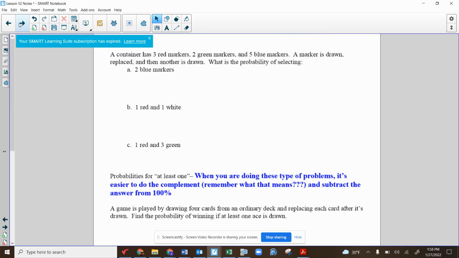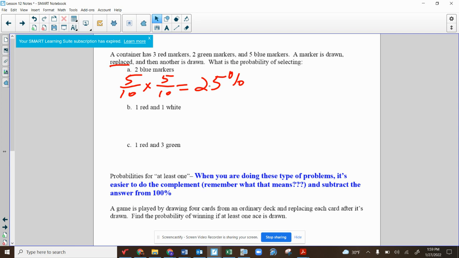All right, next. A container has 3 red markers, 2 green markers, and 5 blue markers, so a total of 10. A marker is drawn, replaced, and then another is drawn. Like I said, when we do Section 14, we're not going to replace it. What is the probability of selecting 2 blue markers? To get a blue marker the first time, since there's a total of 10 and 5 of them are blue, I'd have a 5 out of 10. Put it back, which means you still have a 5 out of 10 chance. Multiply those two together, and you're going to get 25%. There is no real reason to reduce these fractions, and as a matter of fact, I would highly recommend you don't.